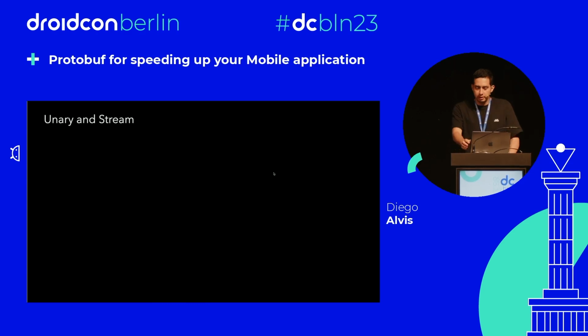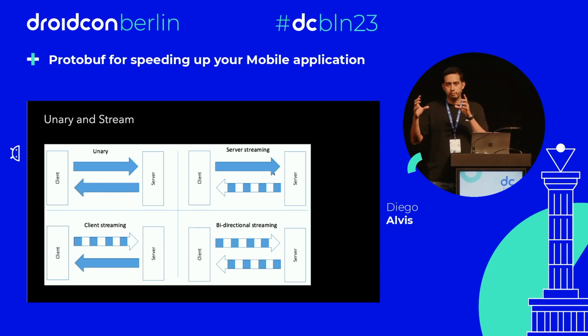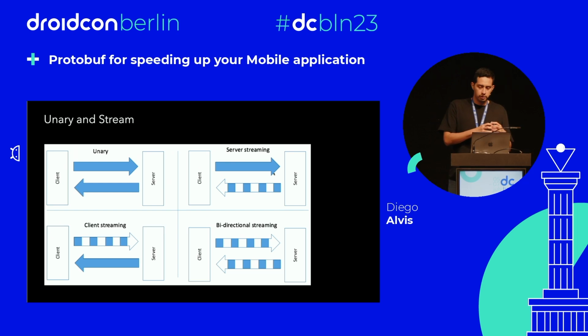In gRPC, we have 4 ways to establish communication. The first one is unary. Unary is when you send one single message, and then you get one single message. Server streaming is when the client sends one single message, but the server responds with a stream of messages. And the other way around, you have client streaming, which is the client sending a stream of messages. And you have bidirectional streaming, which is both sending a stream of messages.